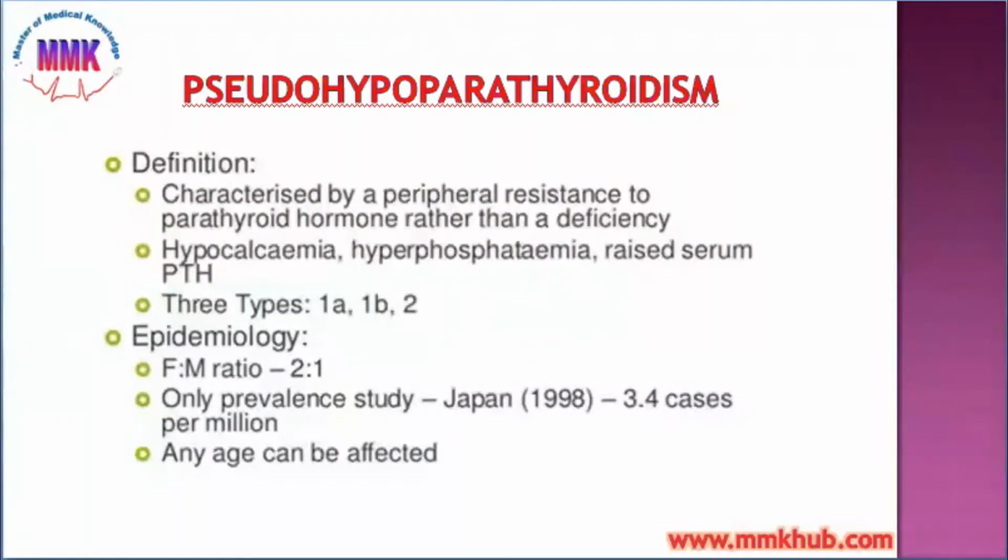Now, the last entity which we have discussed is pseudohypoparathyroidism. It is characterized by a peripheral resistance to parathyroid hormone rather than a deficiency. The level of the parathyroid hormone is normal in the body, but there is resistance to the parathyroid hormone action. Patients present with hypocalcemia, hyperphosphatemia, and raised serum parathyroid hormone levels. It has three types, 1A, 1B, and 2.